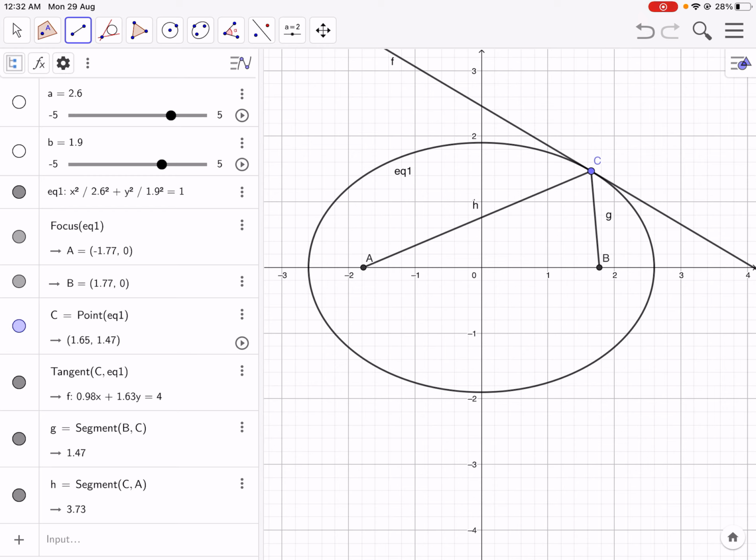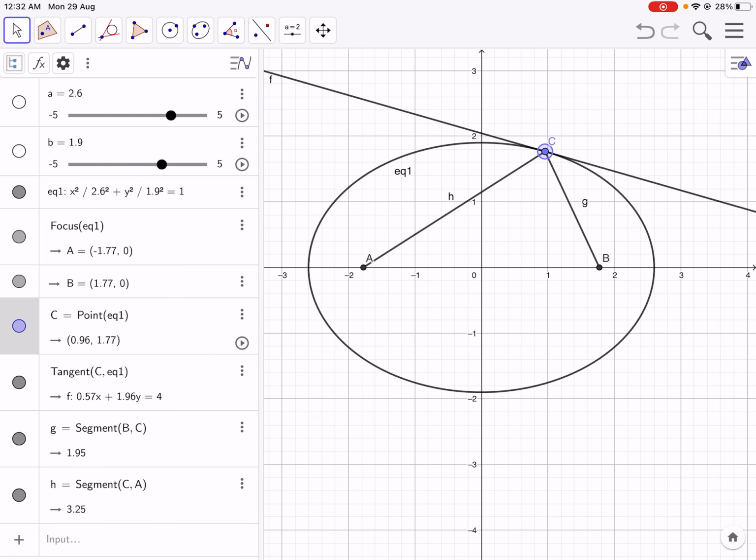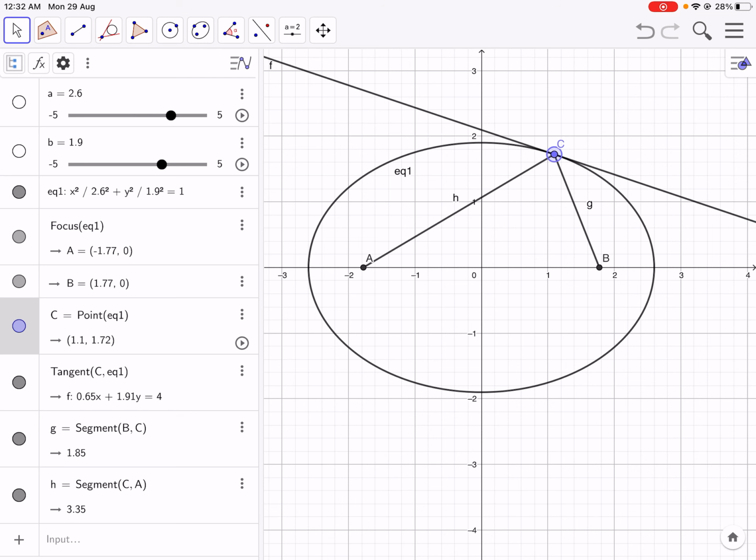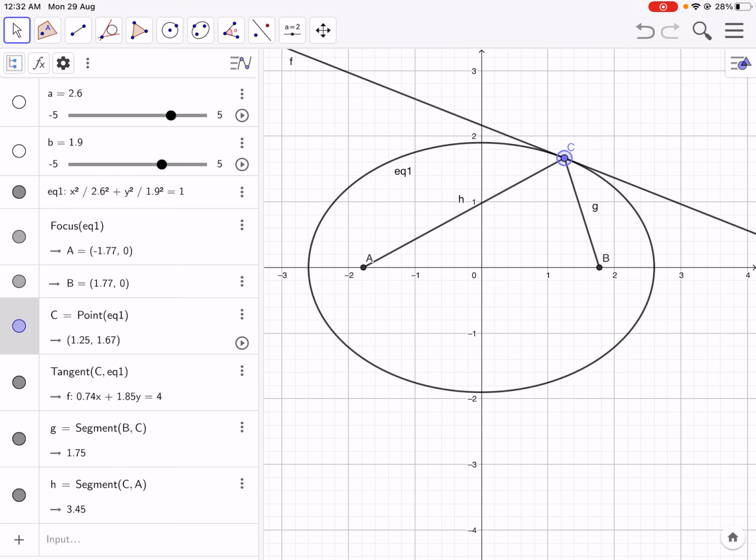A is 2.6 at the moment, so 2A is 5.2. If I move that point, H plus G still adds up to 5.2. So the property of the ellipse is that those two lengths, the length between a point on the ellipse and the foci, the sum of the distances is always a constant, and it equals 2A.